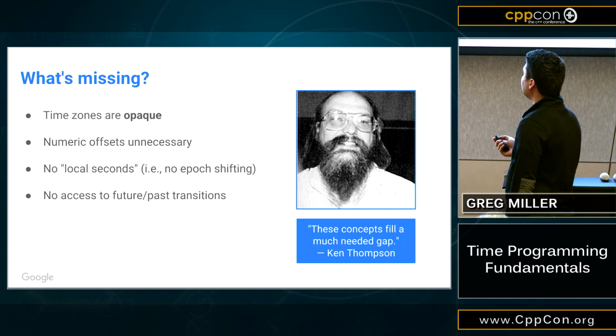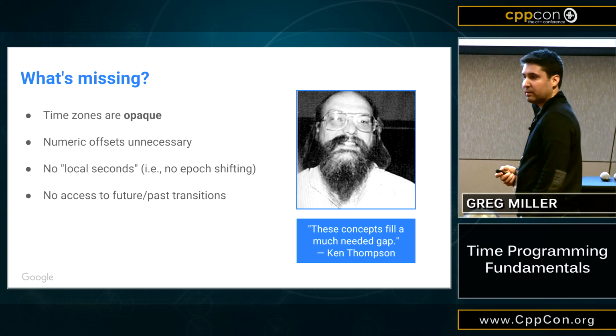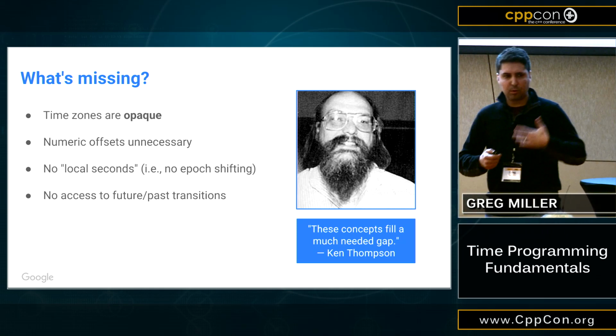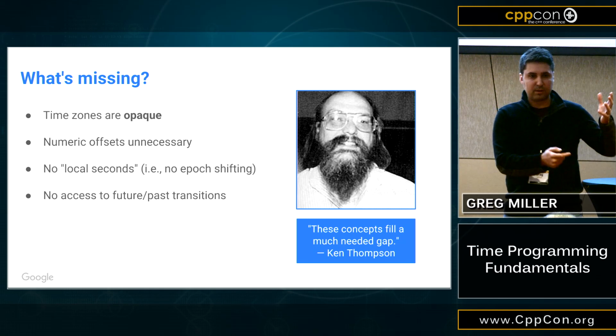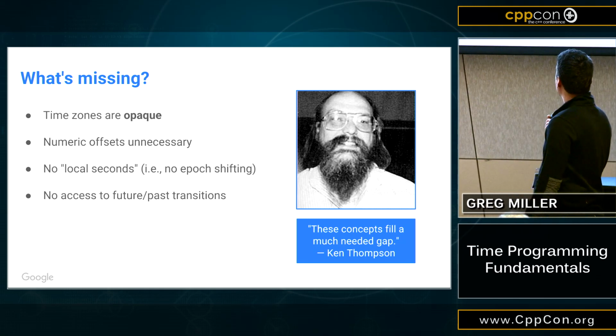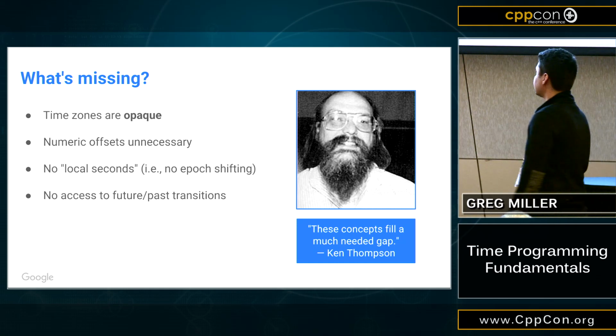When I think about these missing features, I think of Ken Thompson, one of the principal inventors of Unix. He was once asked about the Unix file API, where's this feature, and how do you do this, and where's the record support, and how come it's missing all these things? And his response was, these concepts fill a much-needed gap.